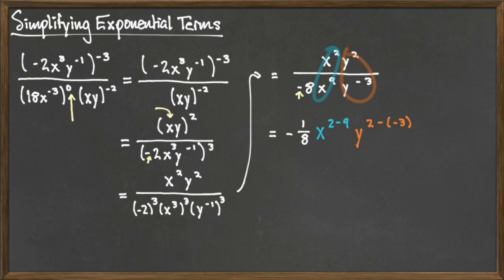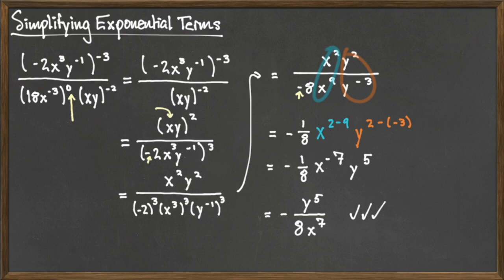Let's first perform our exponential subtraction to get negative 8 times x to the 2 minus 9 times y to the 2 minus negative 3. This will simplify to negative 1 over 8 times x to the minus 7th times y to the 5th, which will then simplify to the final answer of negative y to the 5th divided by 8 times x to the 7th, because we moved that x to the 7th downstairs because of its negative exponent.